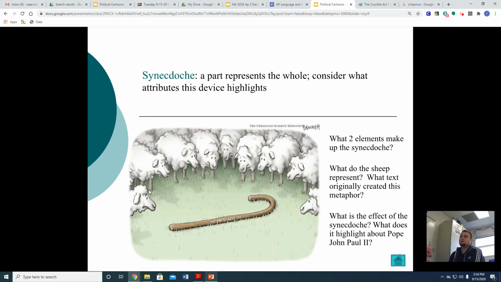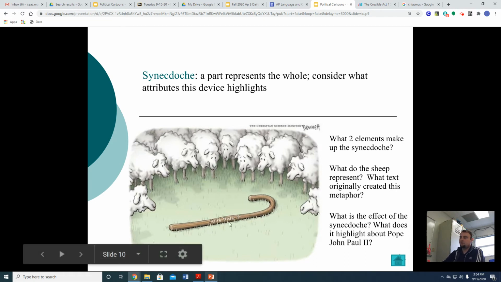Synecdoche is a part represents the whole. Consider what attributes this device highlights. So you can see a shepherd's crook on the ground here with the words John Paul II carved into it. All the sheep are gathered around it. Obviously, the shepherd appears to be gone, and the sheep have a sad look on their face. So what two elements make up this synecdoche?